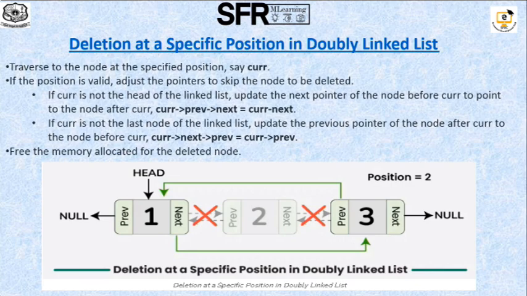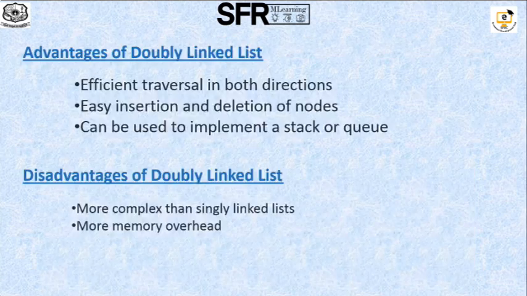As usual, if the current node is not the last node of the linked list, update the previous pointer of the node after current to the node before current. Here we have only 3 nodes, so for node 3 we set next as null, because no other node is in the list. After deleting, we free the memory allocated for the deleted node. So these are the operations we can do in the doubly linked list.